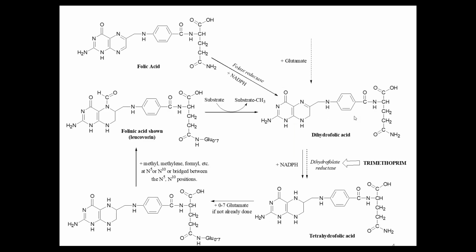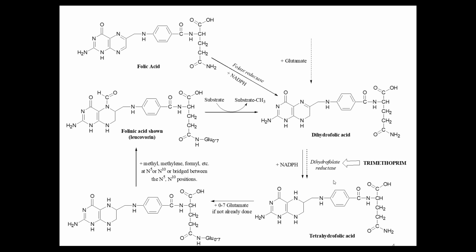Similarly, the further reaction, that is the conversion of dihydrofolic acid, which is obtained from folic acid, to tetrahydrofolic acid, requires the presence of the dihydrofolate reductase enzyme. This enzyme activity is inhibited by the drug trimethoprim. Okay, so this trimethoprim also is an example of an antibacterial agent, and by inhibiting the activity of this dihydrofolate reductase enzyme, the dihydrofolic acid will not be converted to tetrahydrofolic acid.